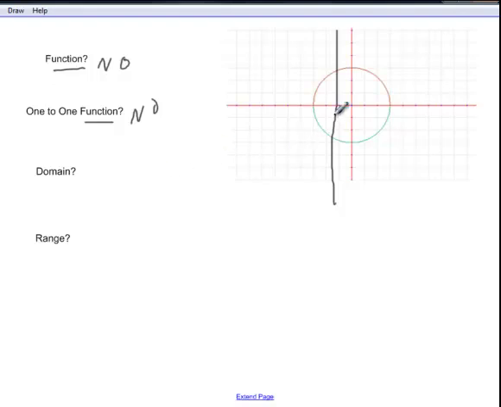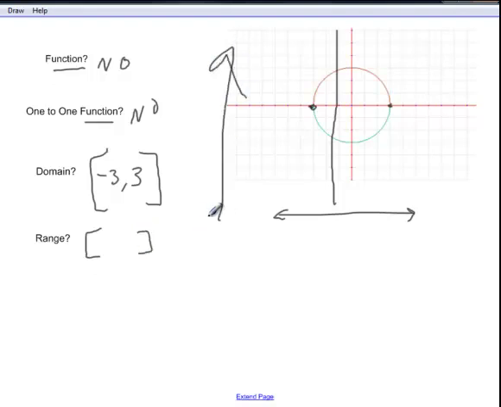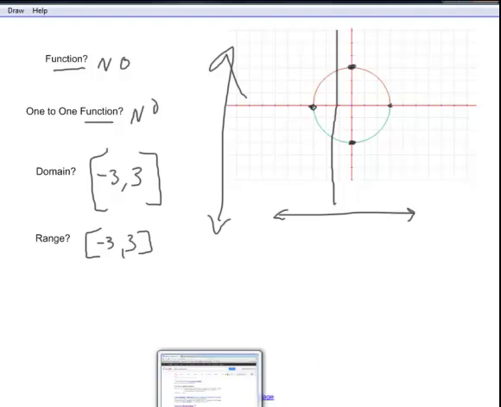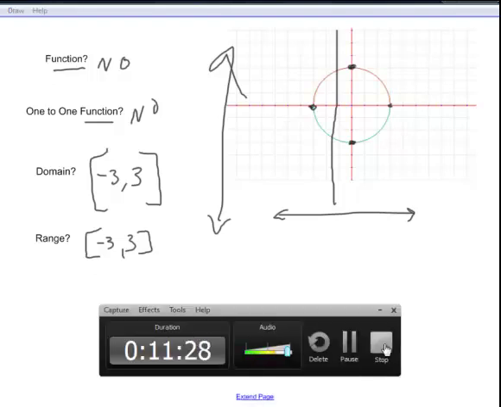All right, domain. We have to look at the x value. So domain looks this way. What's the lowest x value it hits? -3. Thank you, Lindsay. And what's the highest x value it hits? 3. And that's inclusive, so they get square brackets. For our range, range goes up and down. So what's my lowest range value? -3. And what's my highest? 3. All right, thanks, guys. See you later.